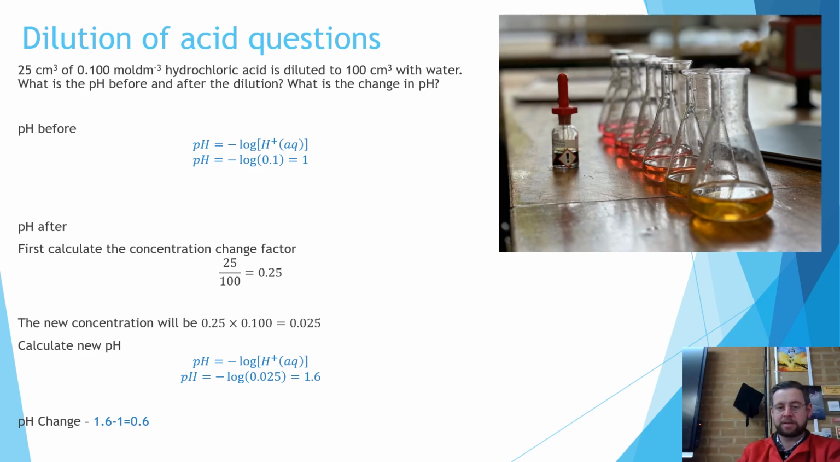Now the second part of this has got to figure out what the concentration would be after we've diluted it. It's gone from 25 to 100. It means that, well, if we do 25 divided by 100, it means it's a quarter as concentrated as it was before. So if the concentration was 0.1 before, and we're now a quarter of that, 0.1 times a quarter gives 0.025. So that is the new concentration for this acid. So we put that into the pH formula, and it comes out with a pH of 1.6, which means the pH change, 1.6 minus 1, was 0.6.